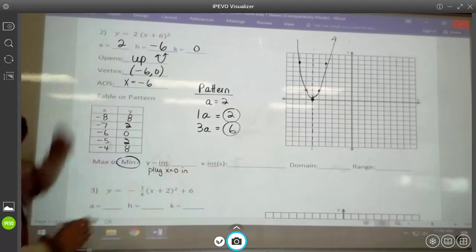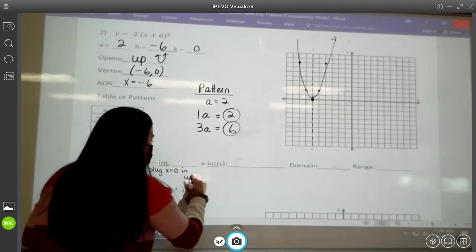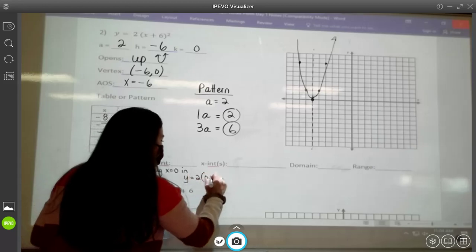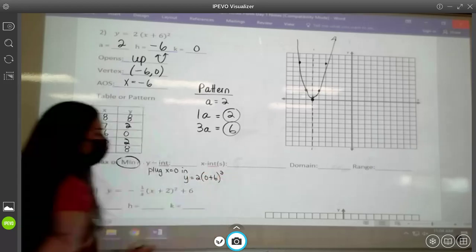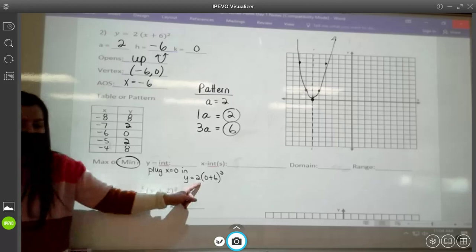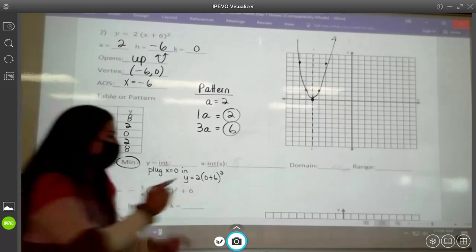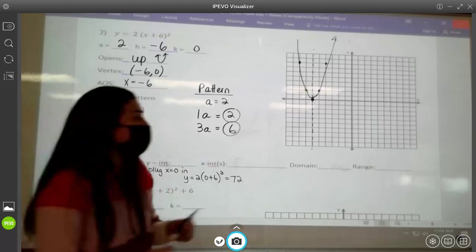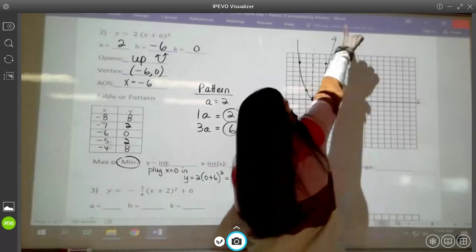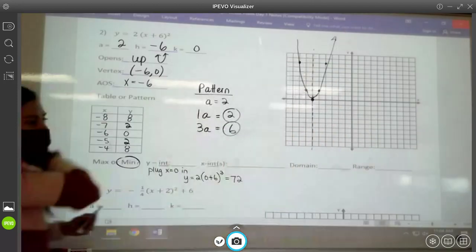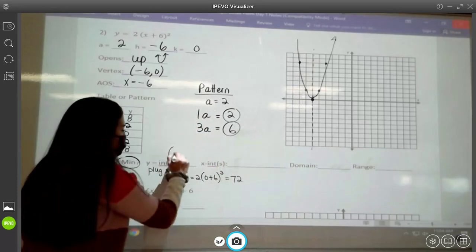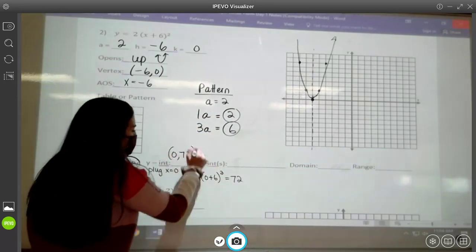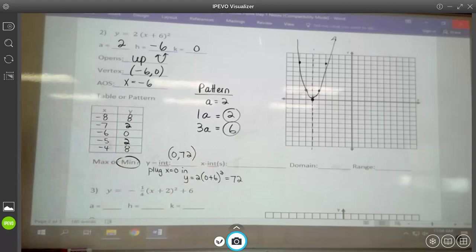So if I plug 0 in, that'll be y equals 2 times 0 plus 6, the whole thing squared. Type that into your calculator and let it do the whole thing for you. It's going to be 72. It does not cross over the y-axis until y is positive 72, so all the way up there. All right, so the y-intercept is x is 0, y is 72, so it's big.